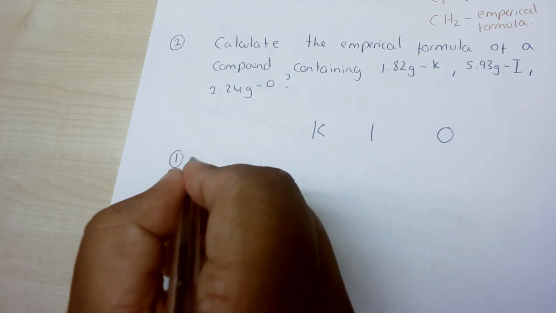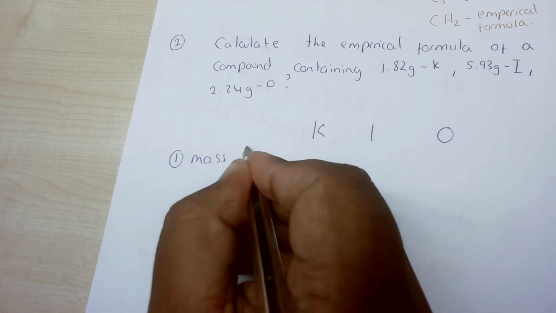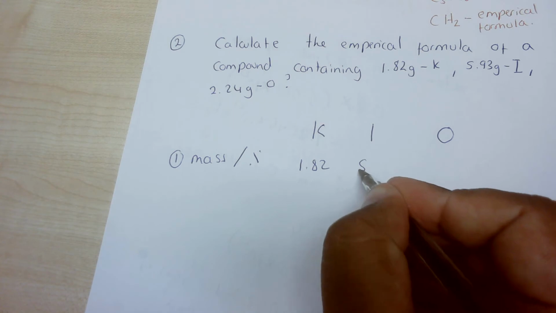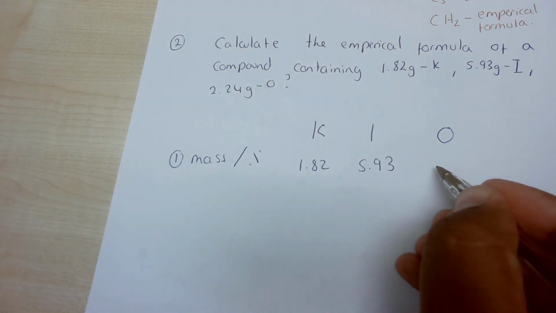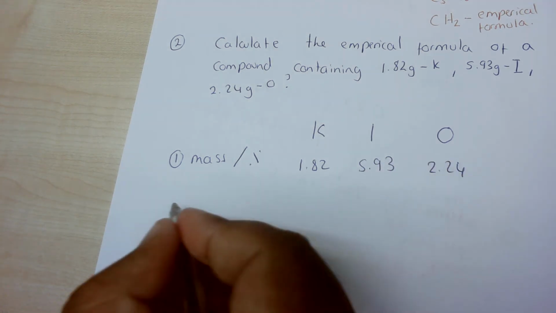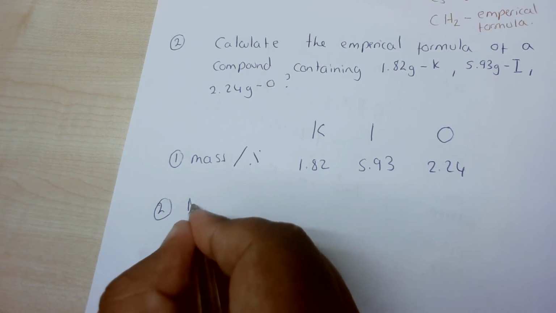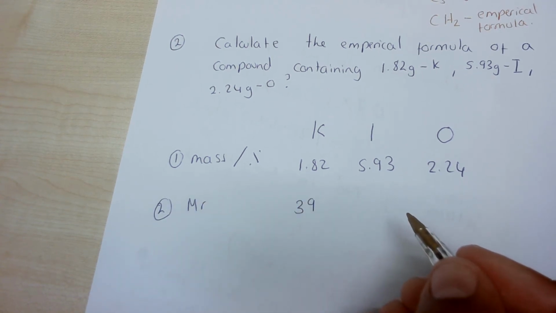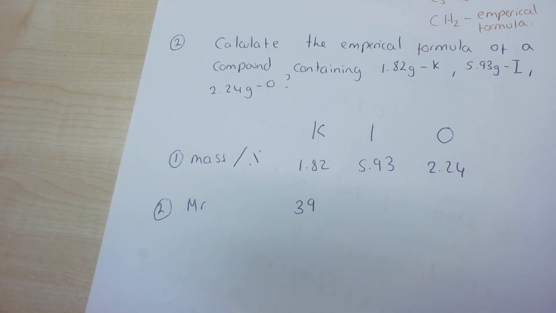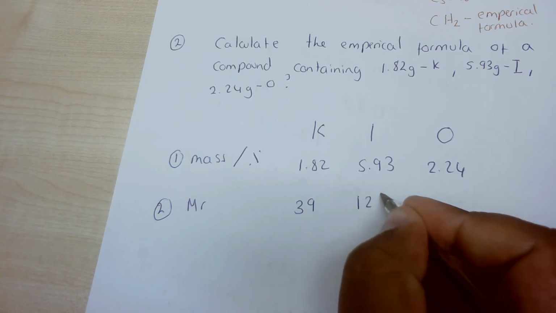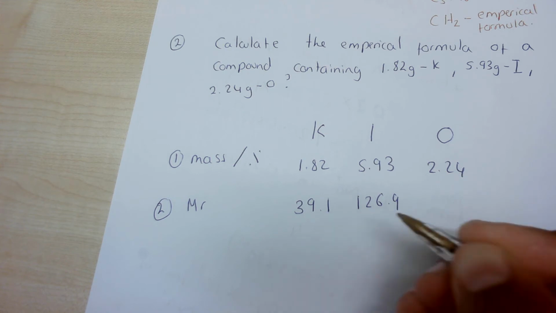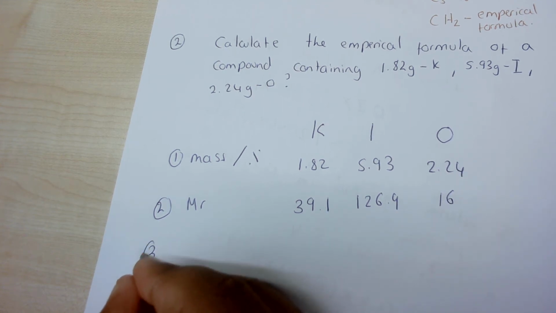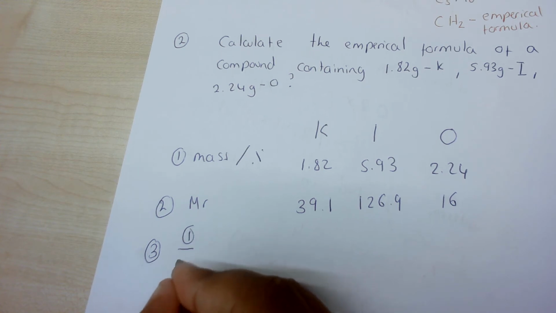First of all, I will write the mass, which is given to me. It could either be the percentage or the mass, either one is fine. 1.82, 5.93, as well as the 2.24. I will then write the MR values of them, which are going to be 39, 126.9, and your 16. Once I've done that, I do step number 1 divided by step number 2.